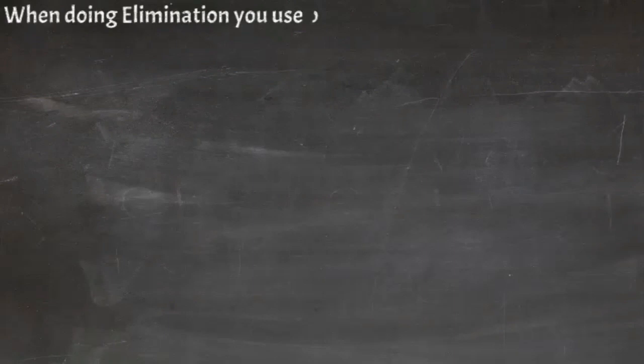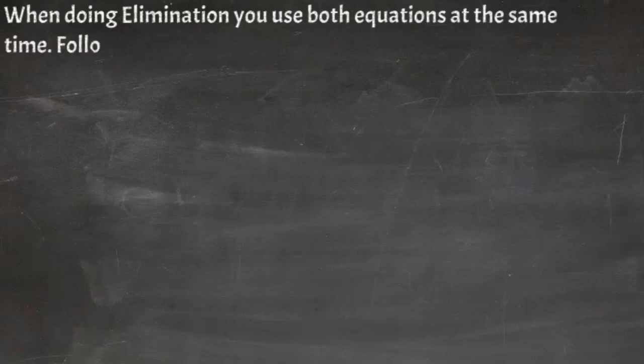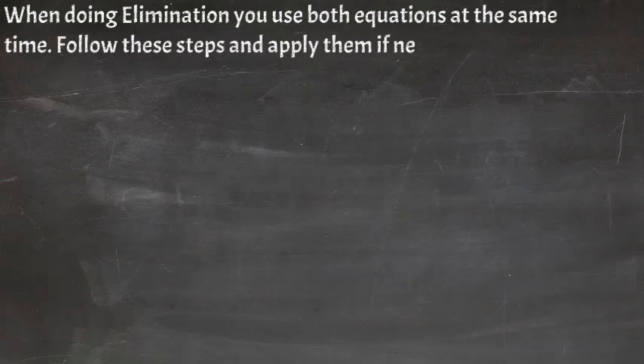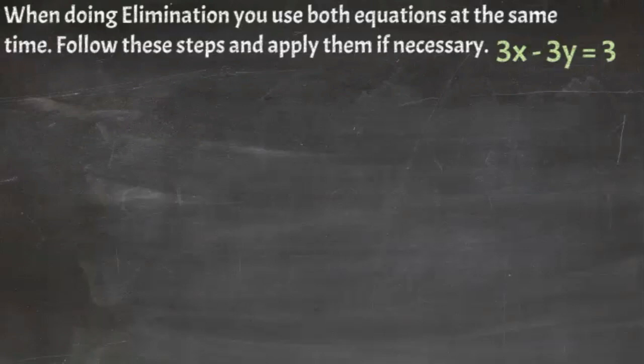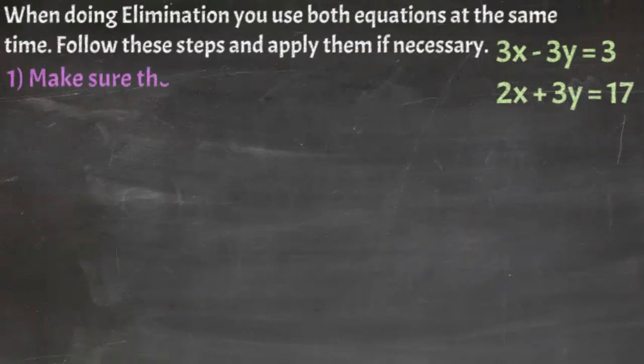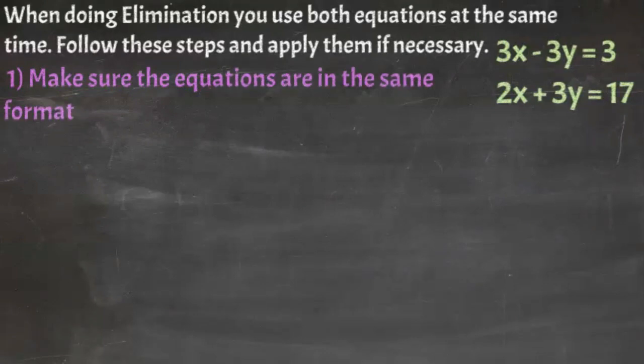When doing elimination, you use both equations at the same time. Follow these steps and apply them if necessary. So here's the equation from the previous slide: 3x minus 3y equals 3, and 2x plus 3y equals 17. First step is make sure the equations are in the same format. So you have x and y on one side of the equal sign and the constant on the other side, and they all line up.